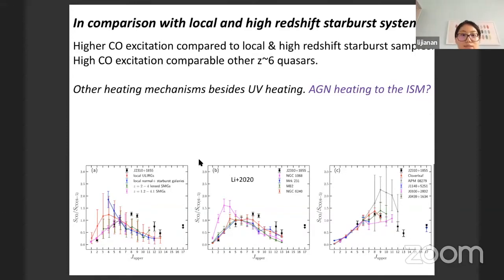The high CO excitation compared to the local and high redshift starburst systems may reflect that there are other mechanisms besides the UV heating from young massive stars. Maybe the AGN also contributes to the heating of the molecular ISM.